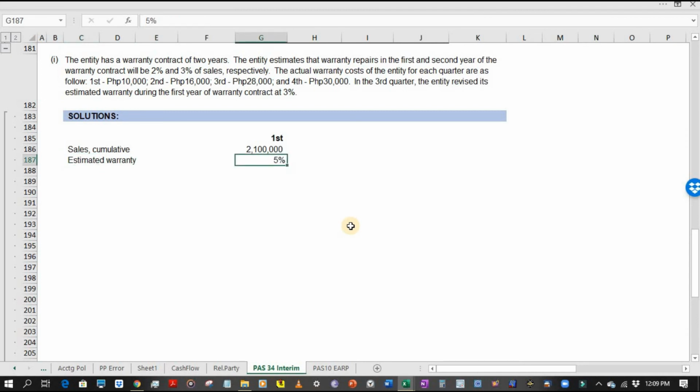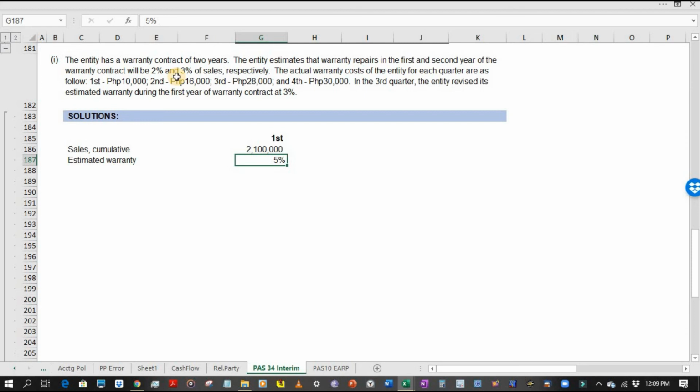And how did we get 5%? That is the total of 2% and 3%. So that is 5% for the 2 years warranty contract. Again, the breakdown of the 5% is that 2% will be repaired during the first year of the warranty contract, and the 3% will be during the second year of the warranty contract.